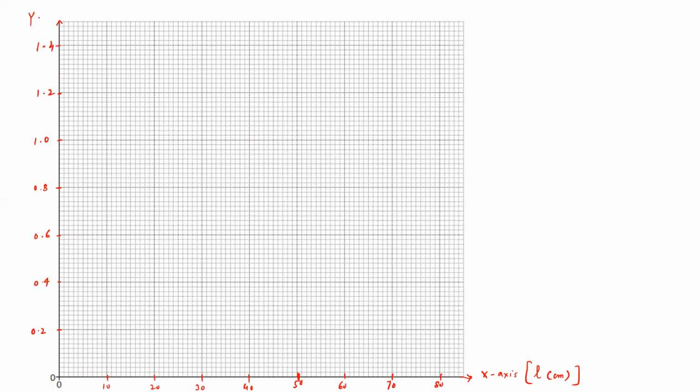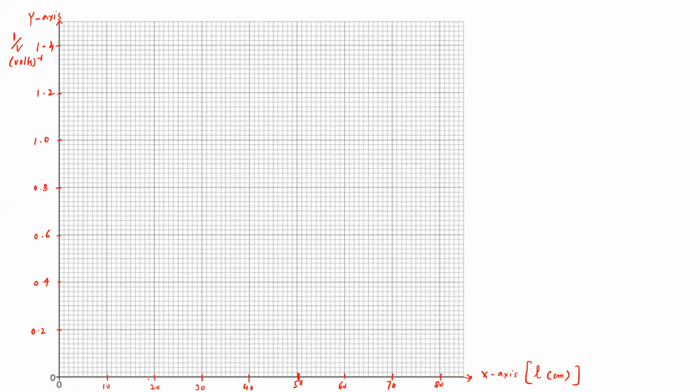Again, this is our y-axis, and on the y-axis we have 1 by V, and units are volts minus 1. Okay, so labeling is again very important. Label your axes properly. Then what comes is that we have to draw the line.